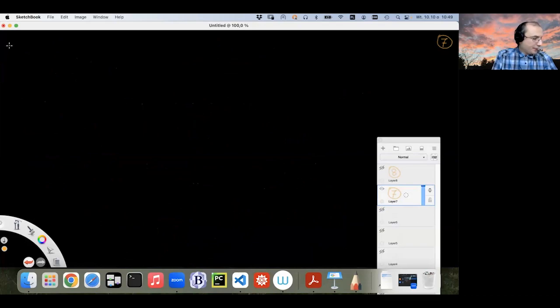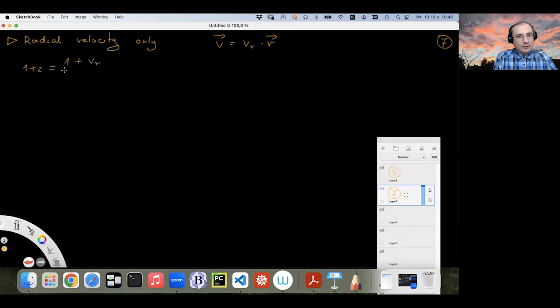So there's a couple of interesting situations. First we look at radial velocity only. So v is equal to the radial velocity times the radial unit vector, and there is no transverse velocity. In that case, 1 plus Z is equal to 1 plus the radial velocity divided by the square root of 1 minus, again, radial velocity squared. But it's easy to see that this is the square root of 1 minus the radial velocity times the square root of 1 plus this velocity. So we get in the end the square root of (1 plus v_r) over (1 minus v_r).